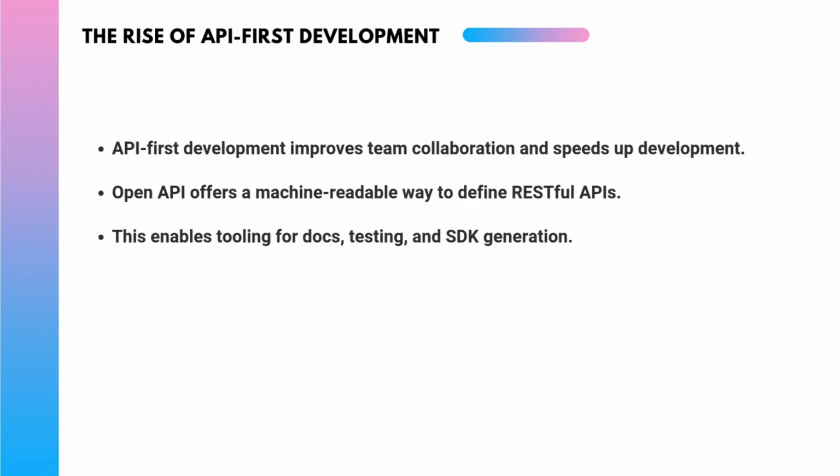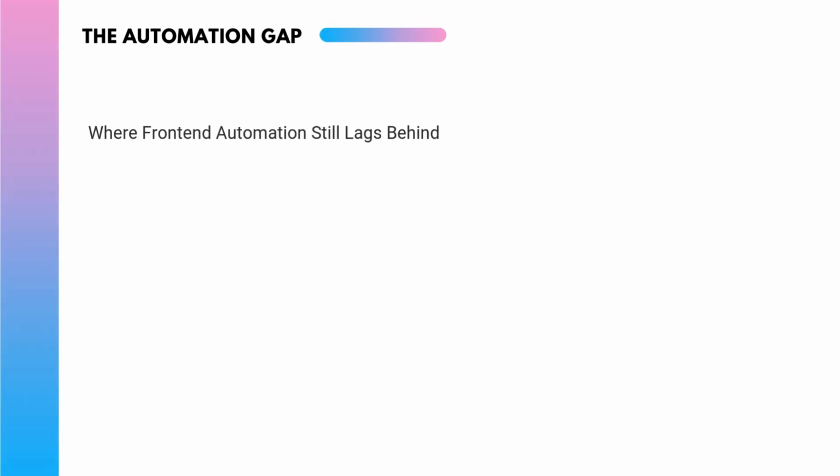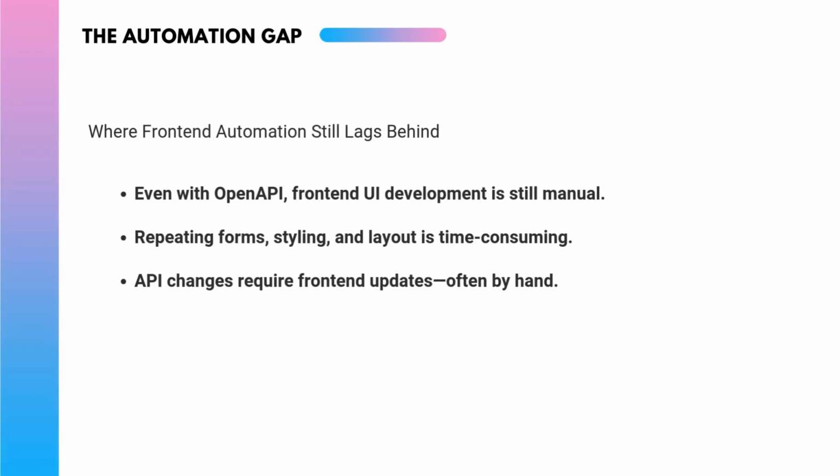Standards like OpenAPI make this possible by describing RESTful APIs in a machine-readable way, enabling tools for documentation, testing, and SDK generation. But here's the catch. Even with structured API definitions, building frontends is still a highly manual task. Developers must repeatedly create forms, manage authentication, and style pages from scratch, every time an API is updated.